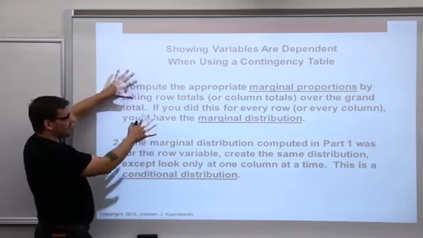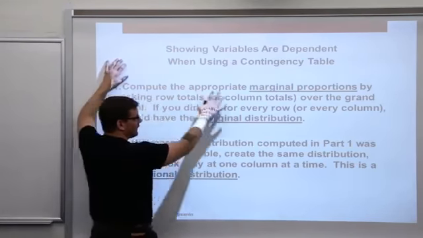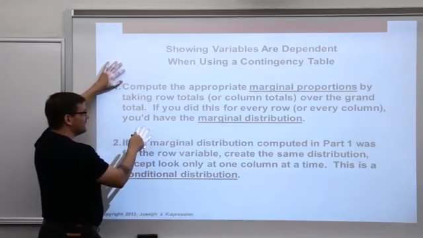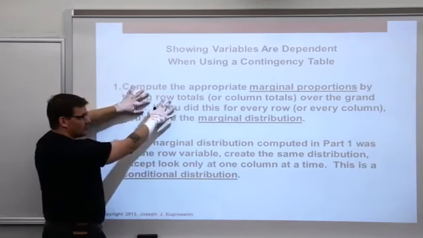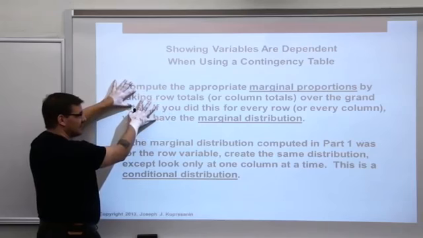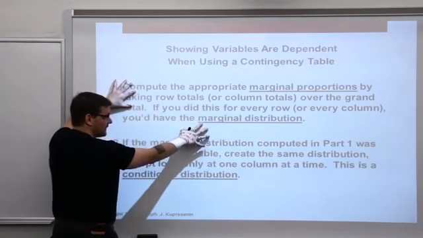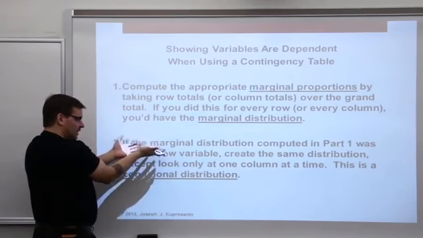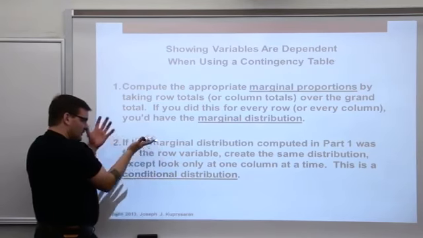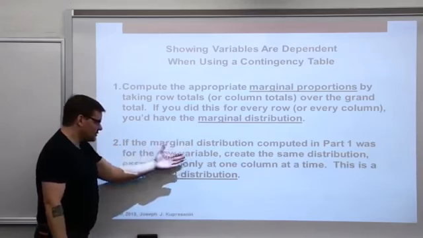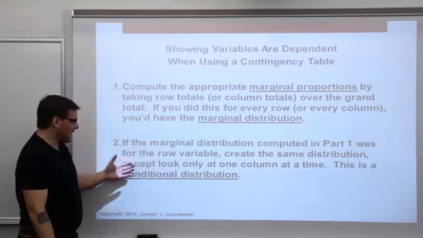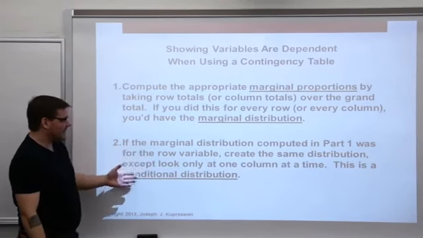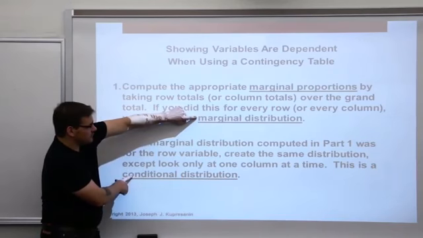So I'll just sort of summarize this. We'll first compute marginal proportions by either looking at row totals or column totals in a contingency table. This would be the marginal distribution if we do it for the whole table. Once we look at that marginal distribution, we will compare it to a conditional distribution, only looking at one column or one row at a time. And basically, you're comparing the two.